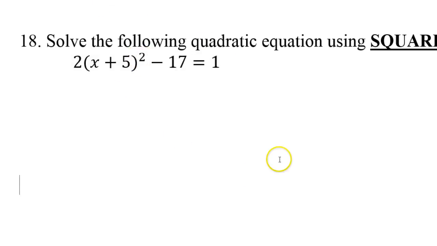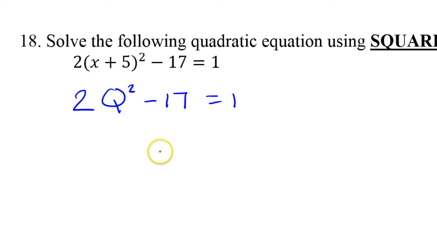Anyway, number 18 would be a good one to solve using square roots, because what I can do is try to get the parentheses by itself. Now, a lot of kids will look at this and they'll want to distribute or something. They want to do something else besides what they're supposed to do. What I usually tell them is, wait a minute, imagine that this was not parentheses. Say this was a q, like 2q squared minus 17 is equal to 1. What would you do first? If I took away the distributive property that you were tempted to do, what would you do?